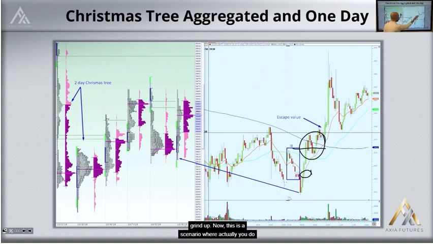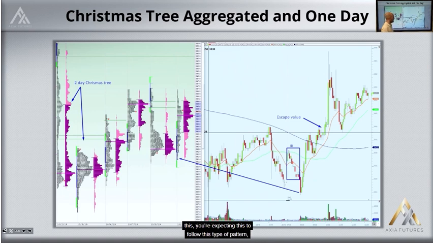Now, this is a scenario where actually you do get a rather accelerated move. This is a lucky scenario. And so when you get that, this is a chance to exit quickly. Take your profit, because this is not what you would expect. And this is a really important thing to remember. If you have an expectation and the market does not do it, then there's something about your trade or something about what's happening that you have not necessarily understood, or the market is transacting in a different way.